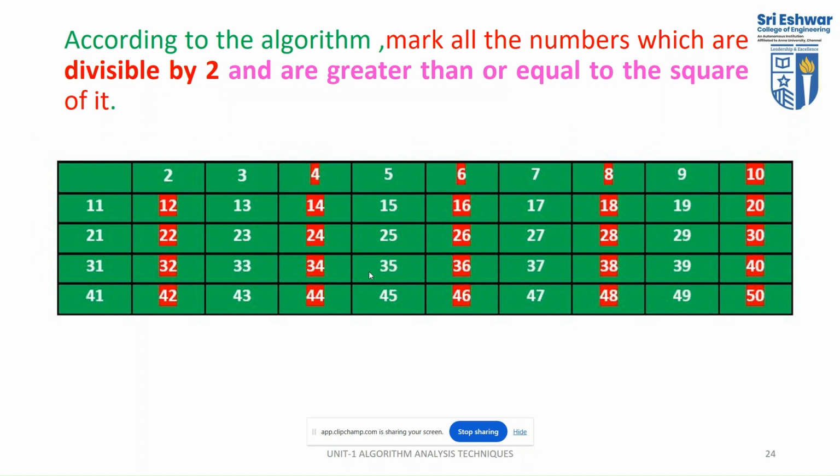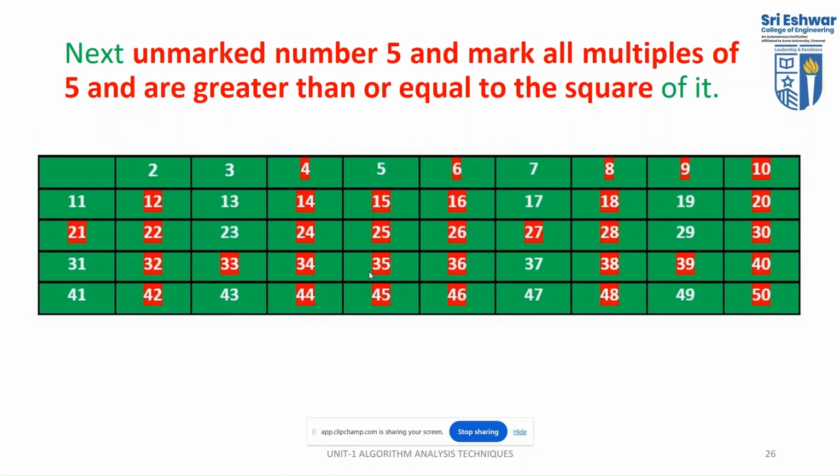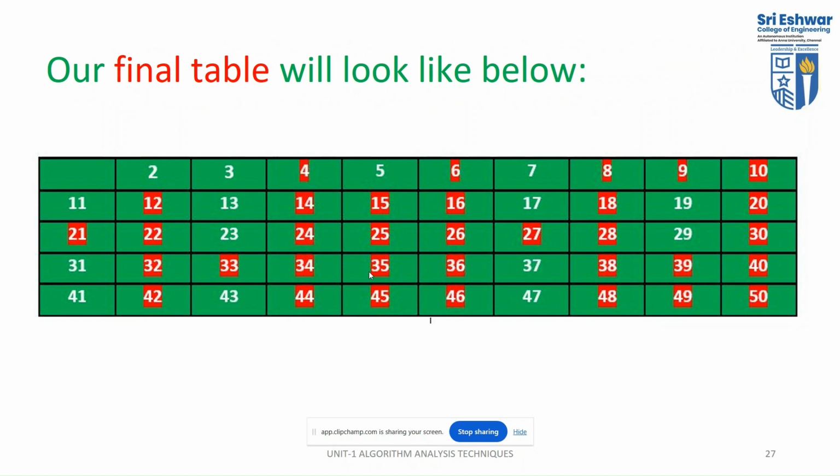According to the sieve of Eratosthenes algorithm, first we will mark all the numbers which are divisible by 2 and are greater than or equal to the square of it. Then we will mark the numbers which are multiples of 3 and are greater than or equal to the square of it. Again, we will take the number 5 and mark all the multiples of 5 which are greater than or equal to the square of it. And at last, our final table will have all the unmarked numbers as the prime numbers that will be generated between 2 to 100. Thank you.